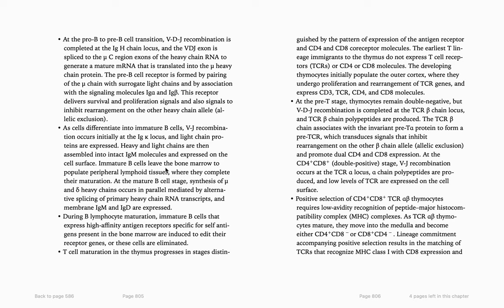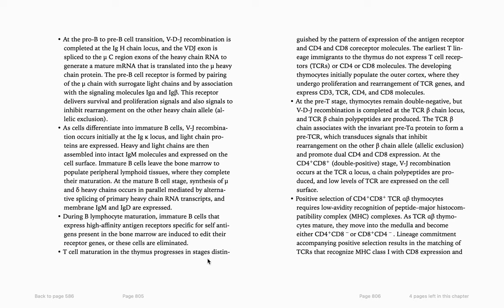Immature B cells leave the bone marrow to populate the peripheral lymphoid tissue, where they complete their maturation. At the mature B cell stage, synthesis of mu and delta heavy chains occurs in parallel, mediated by alternative splicing of the primary heavy chain transcript, so membrane IgM and IgD are expressed. During B lymphocyte maturation, immature B cells that express high affinity antigen receptors specific for self antigens present in the bone marrow are induced to edit their receptor genes, or these cells are eliminated.